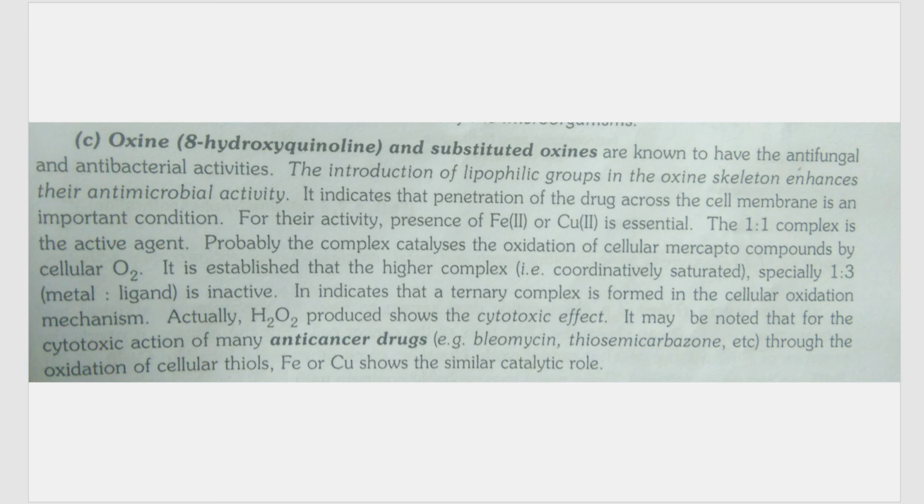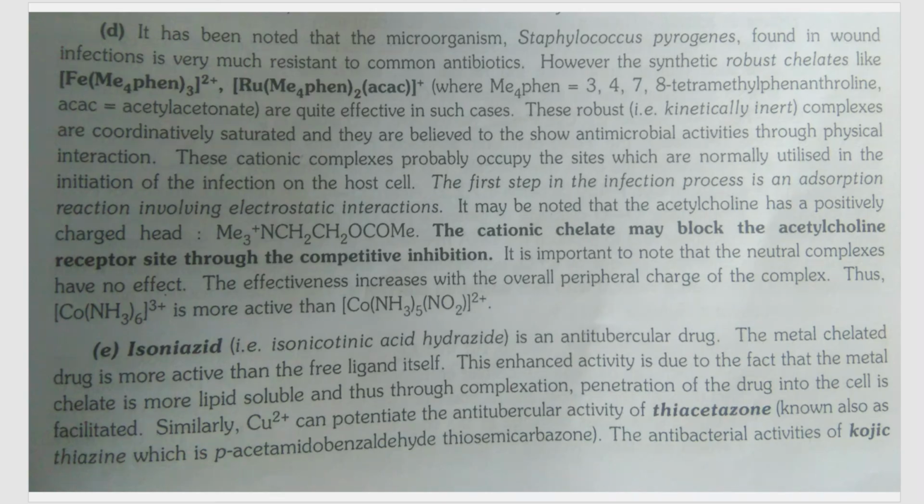So if you know this much, it is enough to understand why auxines are used as antimicrobial agents. Next, it was seen that some microorganisms like Staphylococcus have become very resistant to antibiotics. That is, the antibiotics that you consume in order to get rid of these bacteria are not working enough. Since they have become resistant, you can use chelation therapy. Some new chelates, like iron-containing or ruthenium-containing chelates, can be used. They are seen to be very effective against these bacteria.